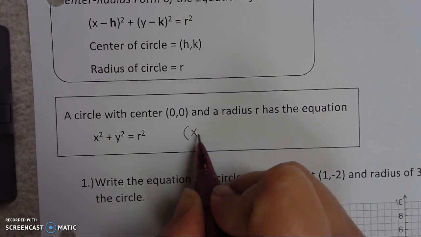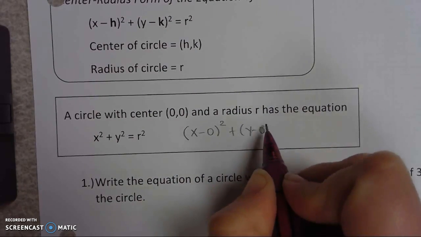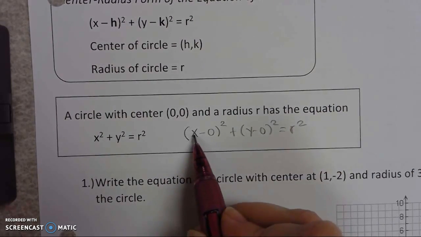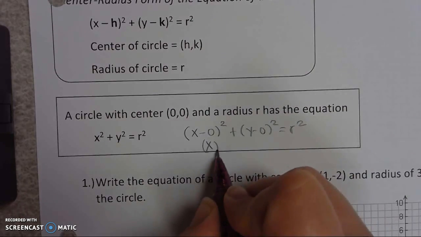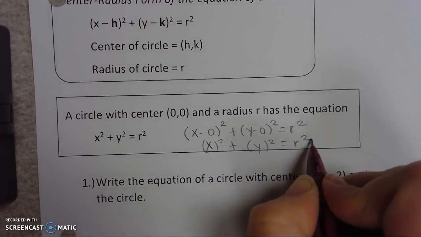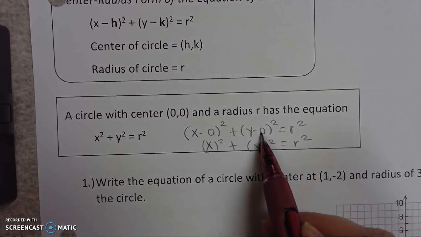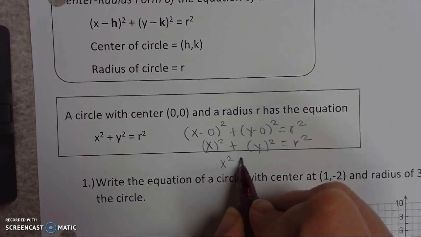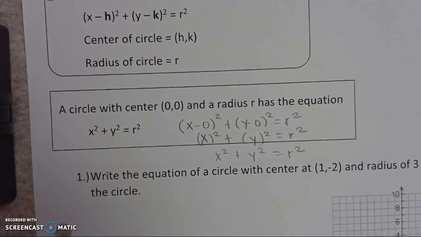Because if you filled it into the form and said x minus 0 squared plus y minus 0 squared equals r squared, here if I take x and I subtract nothing from it, I just have x squared. The same thing with the y. If I have y and I add nothing to it, I just get y squared. So that gives us x squared plus y squared equals r squared.